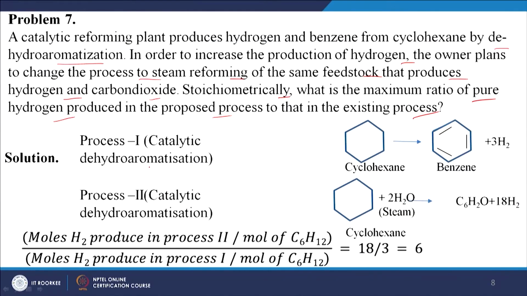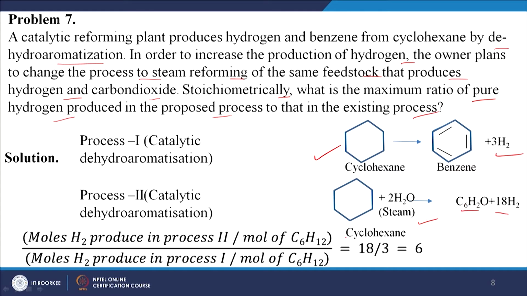So, what do we have to do in this problem? We have to see what will be the ratio of hydrogen production of the proposed process and the existing process. Existing process is dehydroaromatization and proposed is steam reforming. So, for cyclohexane we have, this is the existing process, dehydroaromatization, and this is the second process which the owner is proposing, to reform it in presence of steam in this form.